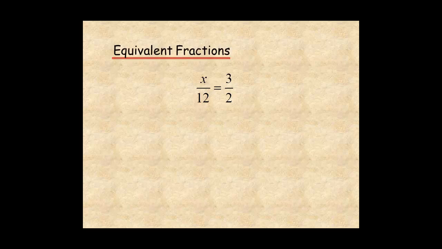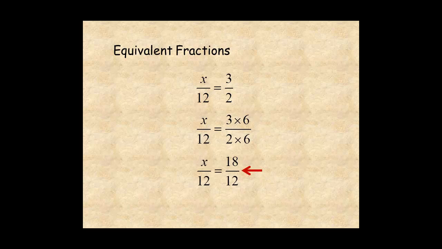Looking at the denominators, notice that 12 is a multiple of 2. So multiply the numerator and denominator on the right by 6. And you get x over 12 equals 18 over 12. And it's easy to see that the solution is 18.